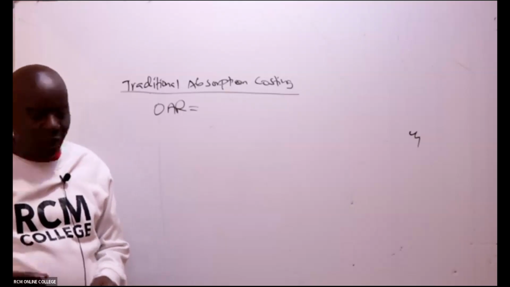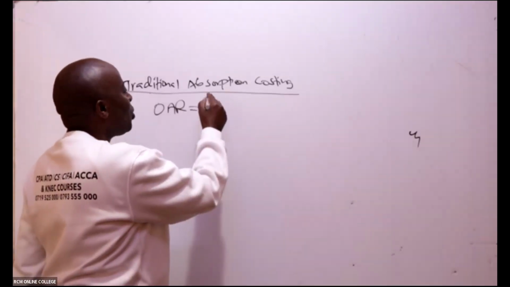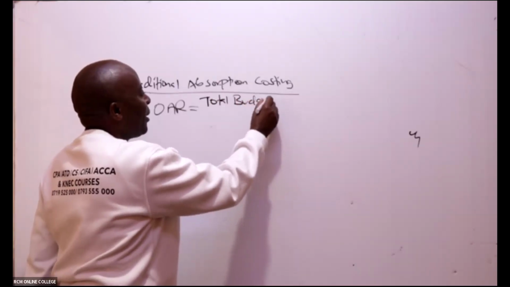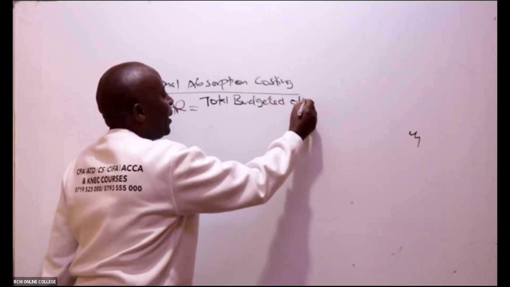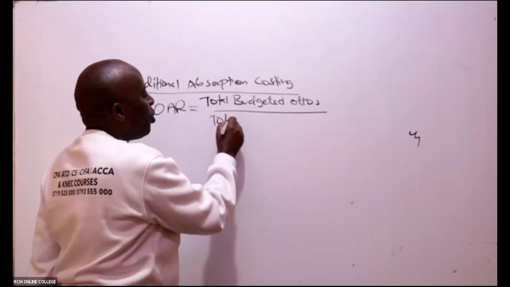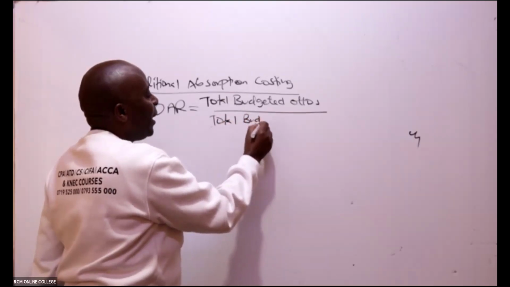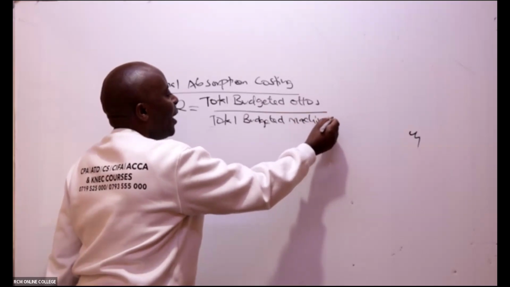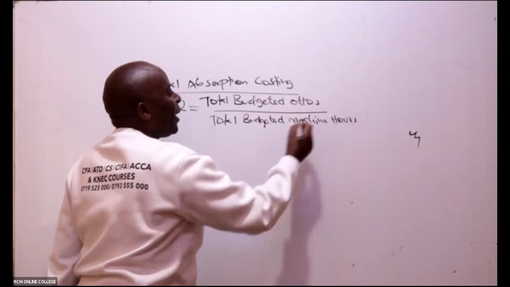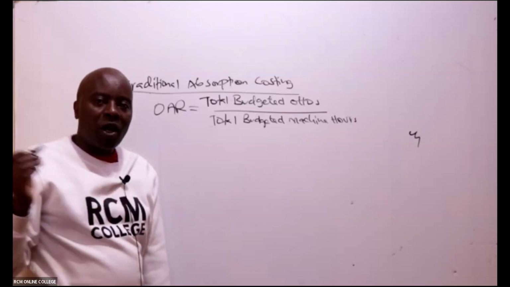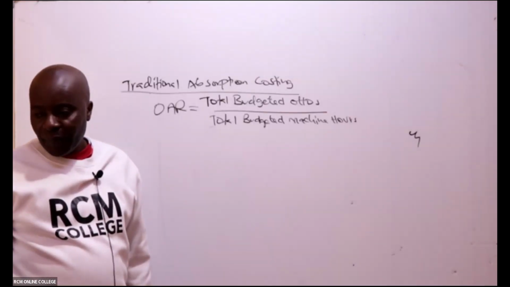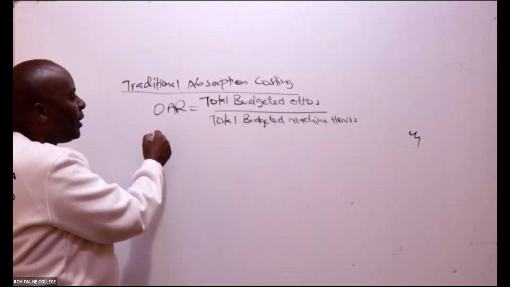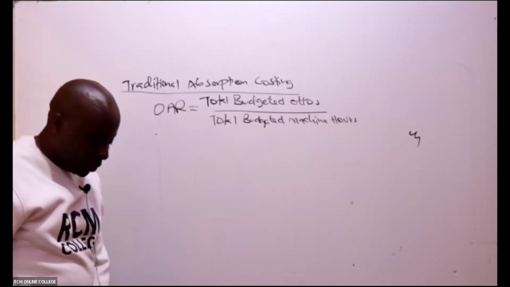Total budgeted overheads over total budgeted machine hours, because they have told us the rate to be used, one cost driver. So in this case, I don't have a problem with the total budgeted overheads. Do we have a problem? No. This one is known.